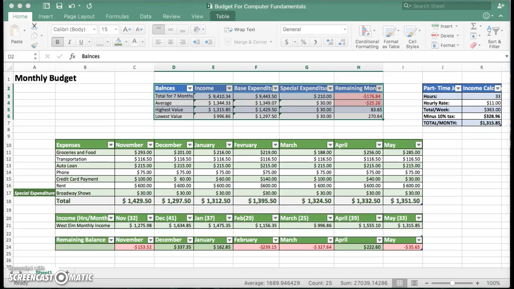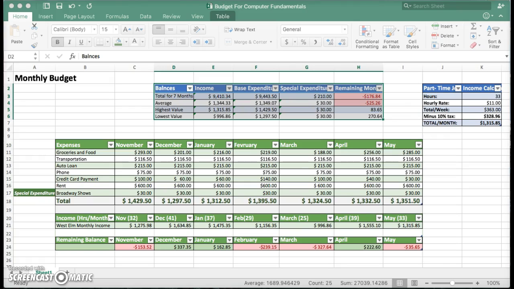This is the Computer Fundamentals Supplemental Case Problem. To create a monthly budget on Excel, I had to take three things into consideration for the 7-month period that I was analyzing. First was the amount of money that I actually make.